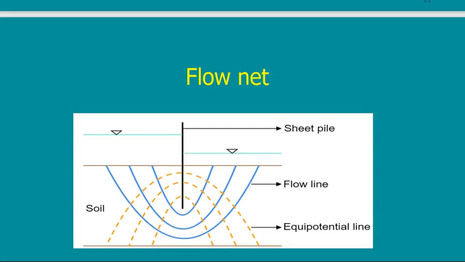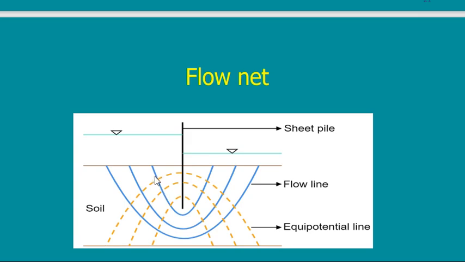The next part of our lecture for soil water and permeability is the flow net. The flow net, or flow nets, is a graphical method for calculating the amount of water that can seep through the ground. Suppose here I have water that is up to this level, and I have a sheet pile wall here. Usually this sheet pile wall, I'm doing it to prevent water from seeping outside.